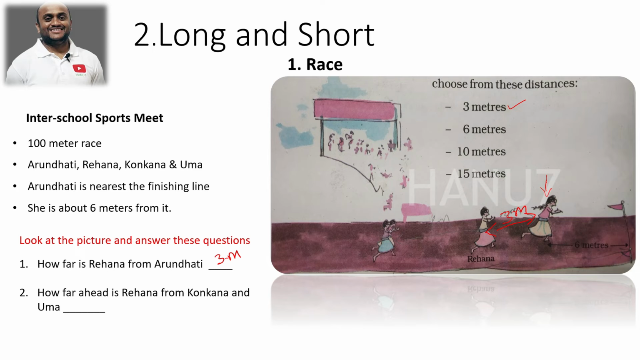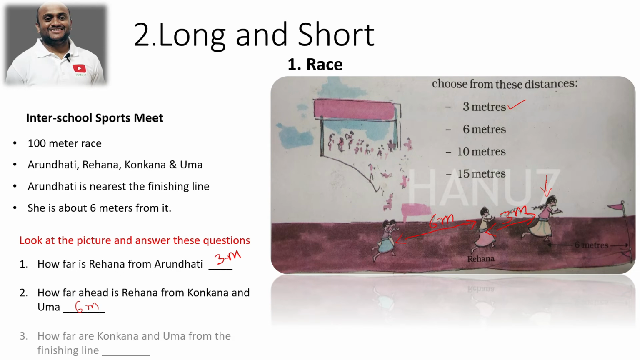And the next question is, how far ahead is Rahana from Konkana and Huma? Rahana is here, right? So it asks how far she is ahead of these two. Here again I will guess one more value from the available values, 6 meters. Of course, by looking at these distances you can guess. This distance is 3 meters, which is half of this, so this should be the same, 6. There is one more reason why I have selected 6, I will tell you. So this is again 6 meters.